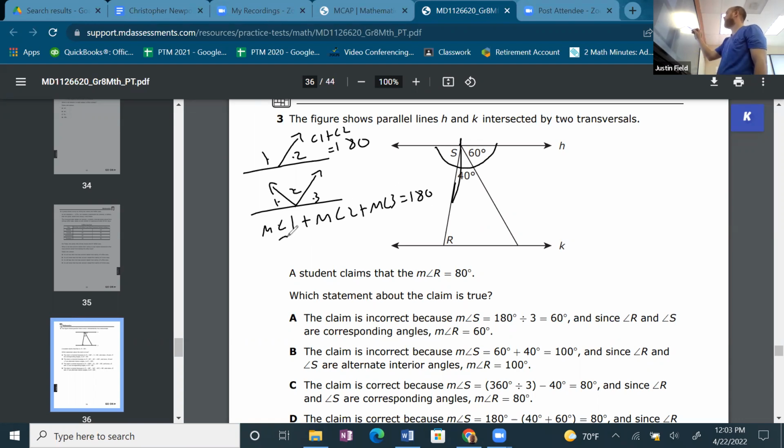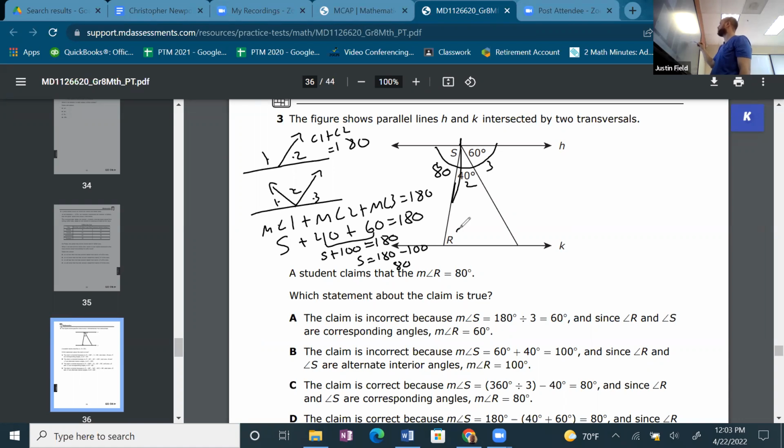So we could call this S plus 40, angle 1, 2, and 3, plus 60 equals 180. These combine to be 100. So S equals 180 minus 100, or 80. So S is 80. And R is an alternate interior angle also. The student claims that R is 80. Is the claim incorrect? No. The claim is correct.